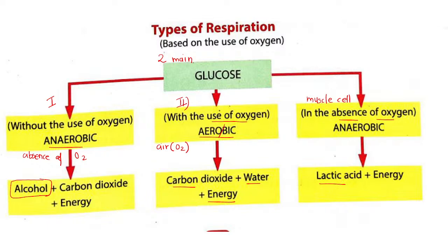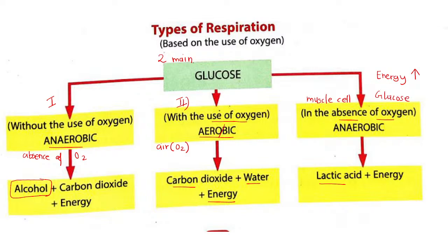Now why do muscle cells undergo anaerobic respiration? It is during the time when we are doing heavy exercise, rigorous exercise. During heavy exercise or doing some heavy activity, the demand for energy in the body is more, whereas the glucose breaking down using oxygen is taking place at a much slower rate. Therefore, the muscle cells will start breaking down this glucose without using oxygen, that is in absence of oxygen.